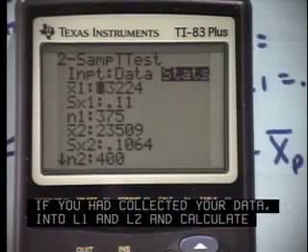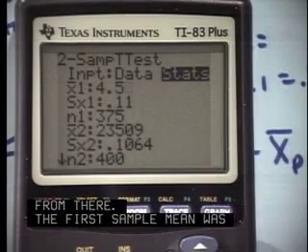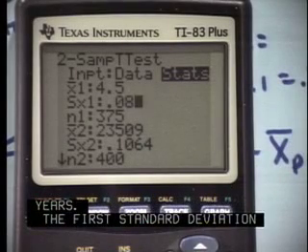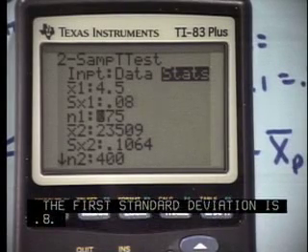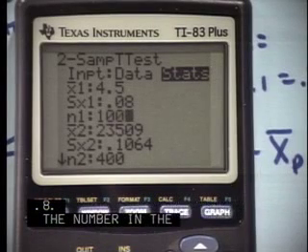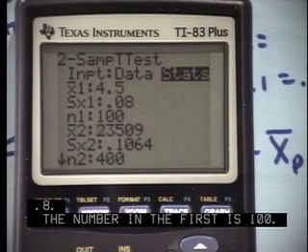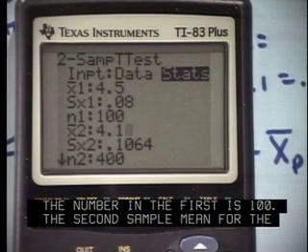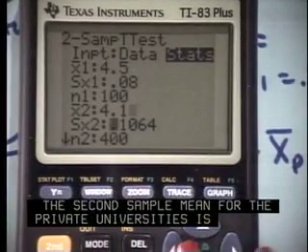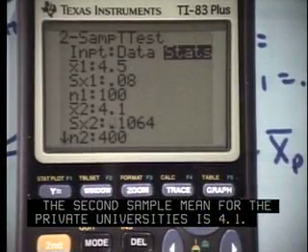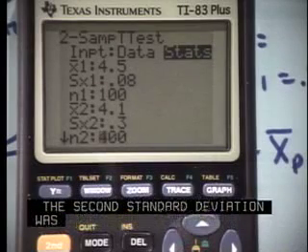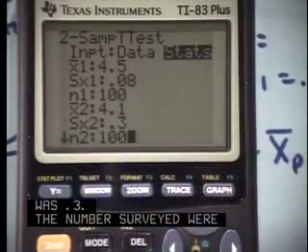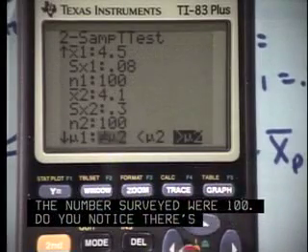The first sample mean was 4.5 years. The first standard deviation is 0.8. The number in the first is 100. The second sample mean for the private universities is 4.1. The second standard deviation was 0.3. The numbers surveyed were 100. And you notice that there's an arrow going down. That means that there's more to fill in.